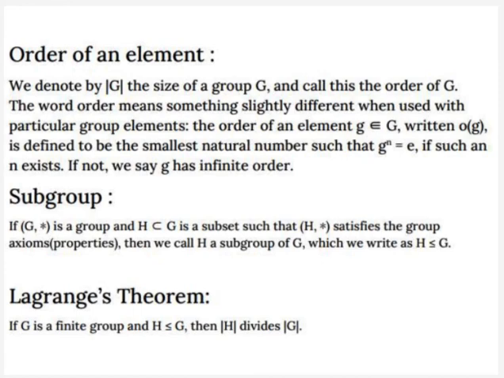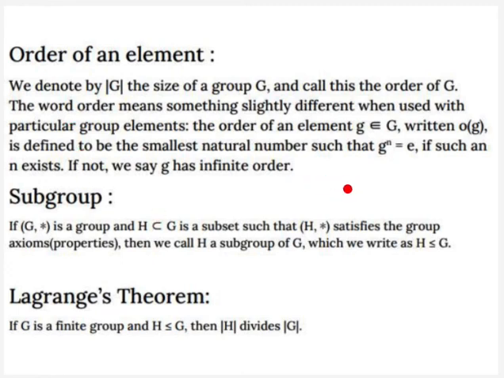Anyway, this is the last slide. Let me just read it out. The order of an element G is defined to be the smallest natural number n such that G power n is equal to E. This is the order. This is a very simple definition. Basically, G power n is equal to E, and the smallest such natural number n will be called the order of that element.